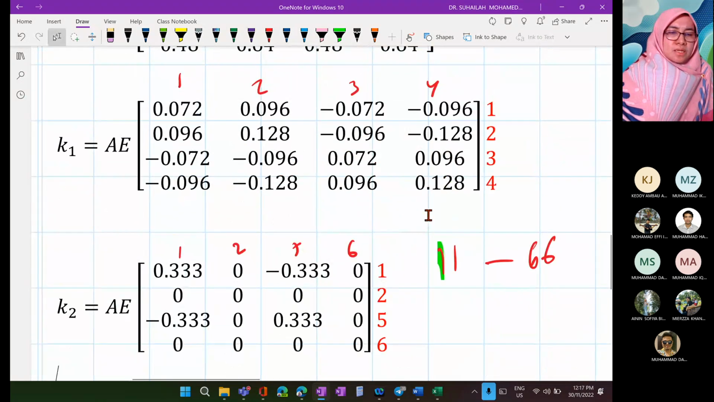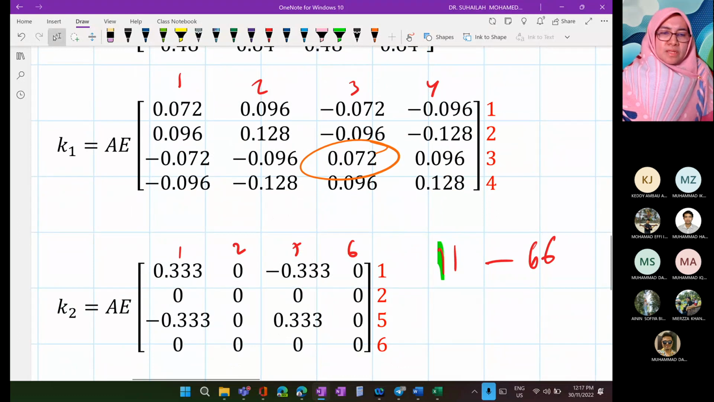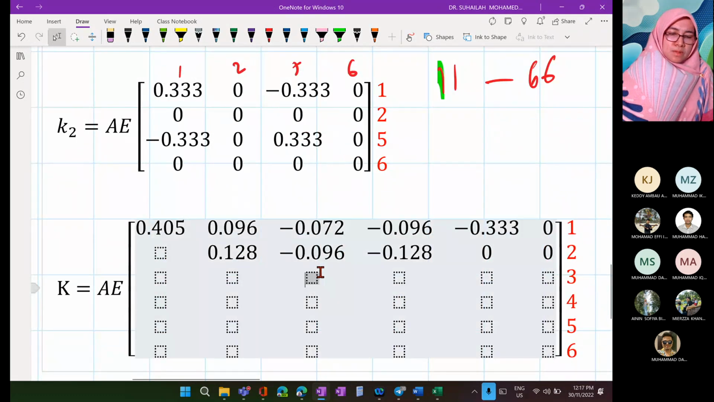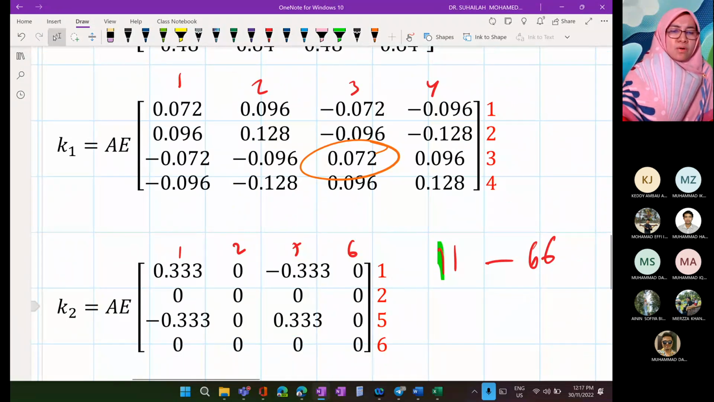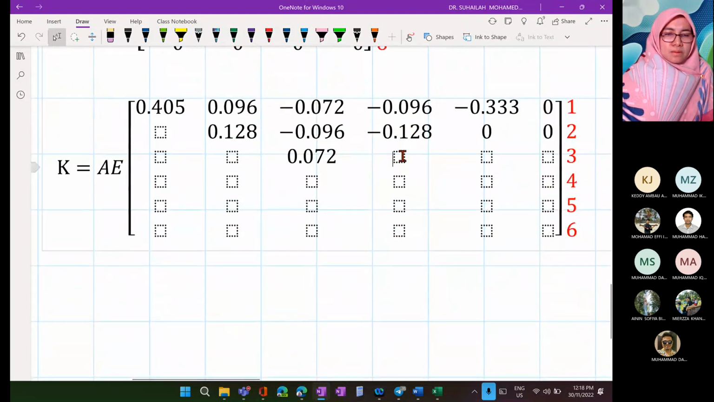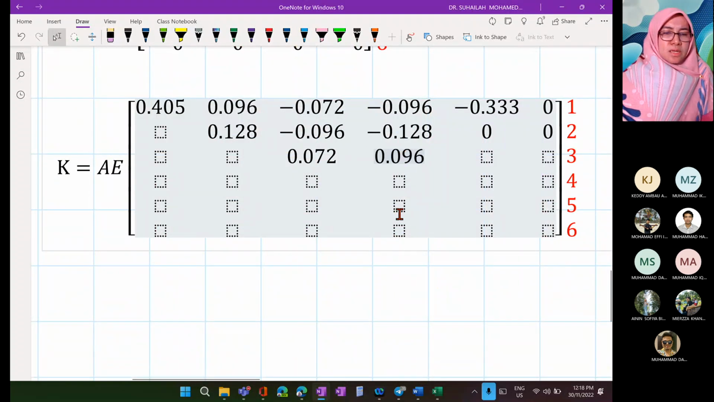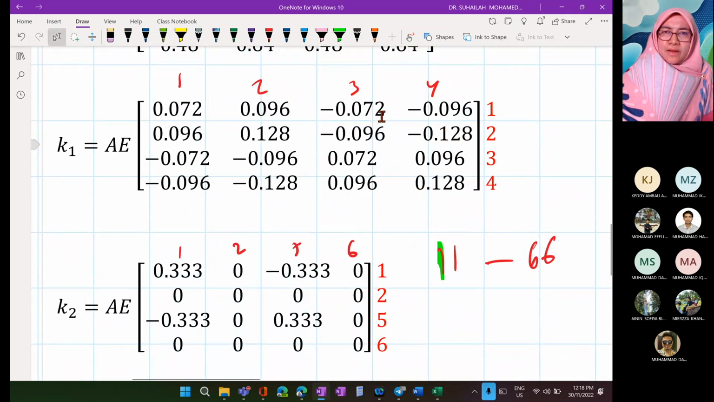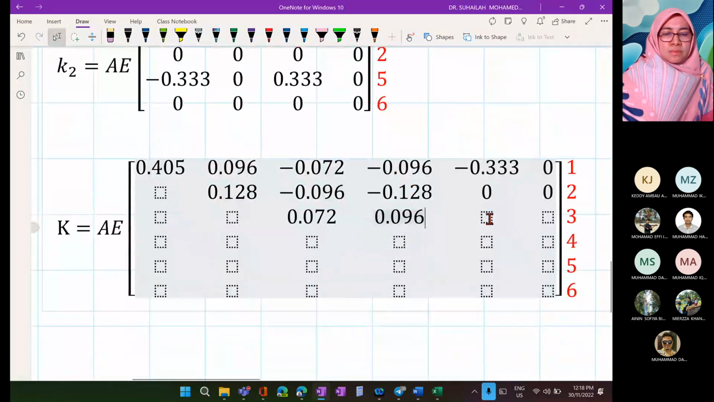So 3, 3 is 0.072. Then 3, 4 is 0.096. Then 3, 5. Can you find 3, 5 in K1? Can you find 3, 5 in K2? No. Means no intersection. It is 0.